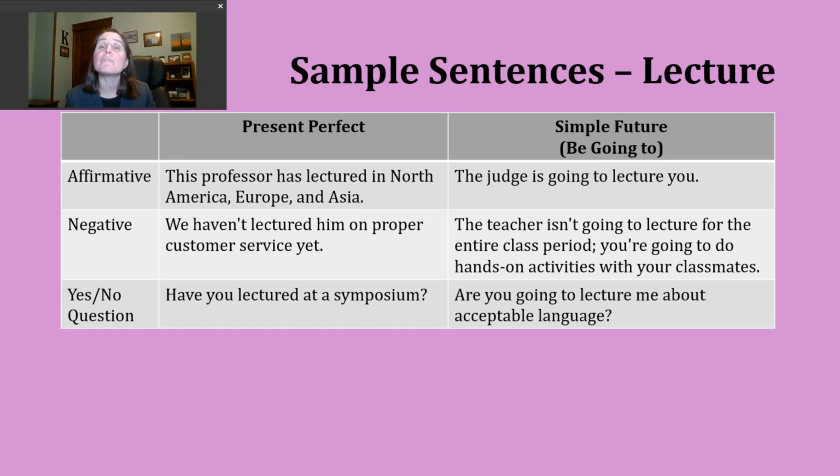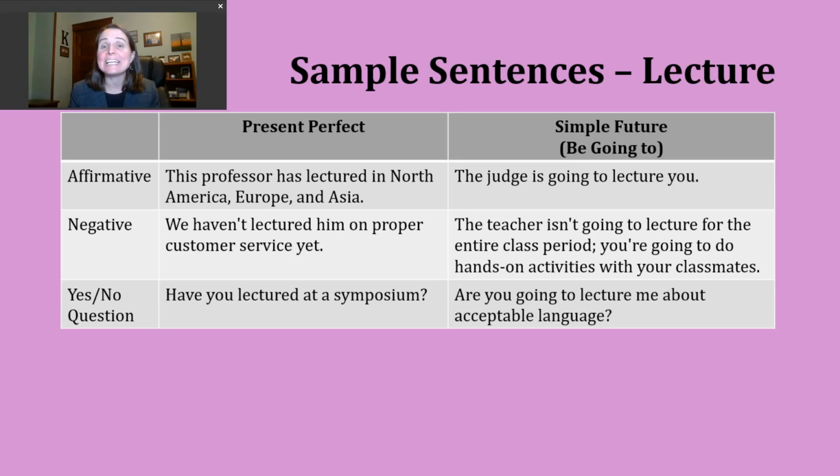Now, if you want to make a negative present perfect sentence, what you need to do is start with your subject, use either has not and then the participle or have not and then the participle. Here's another example. We haven't lectured him on proper customer service yet. So maybe this is a manager talking about a new employee who's maybe making some mistakes and may need a little guidance on what the proper way to interact is.